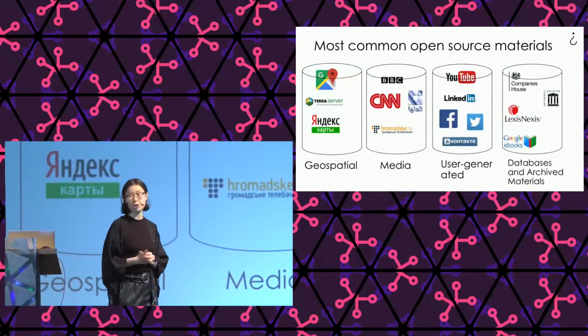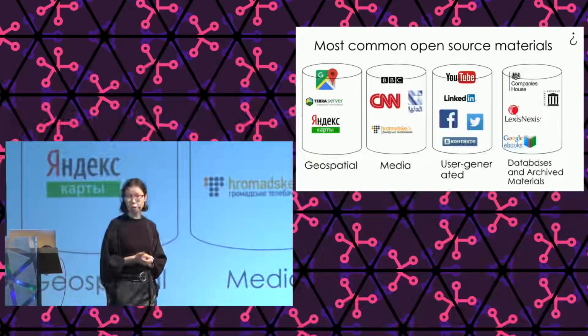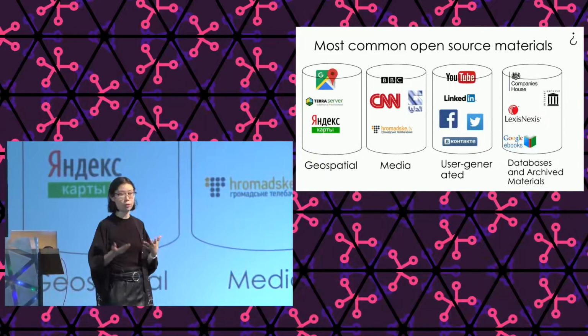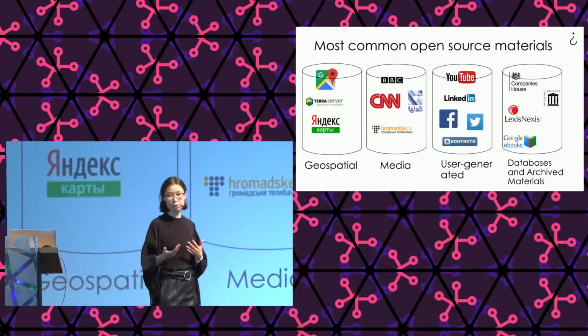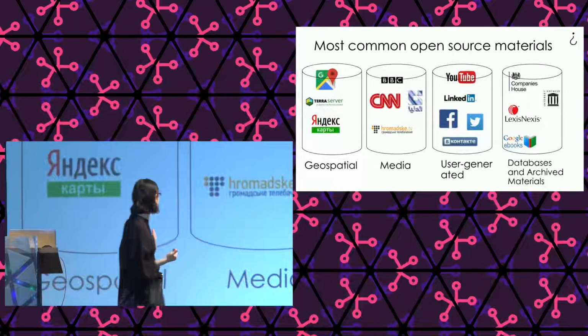One is, of course, geolocation. If you have a photo and want to find out where exactly it was taken, or you want to verify that this image is showing the Netherlands and not Belgium, and things like that, mapping services help a lot.